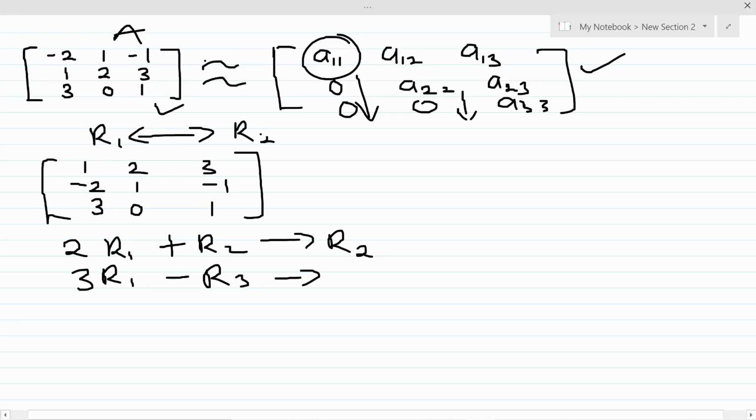Now we'll get a new matrix from these conditions. We write our row 1. We didn't change our row 1, so we have the same thing. Now row 2, we are saying that it is equal to 2 row 1 plus row 2, the original row 2.